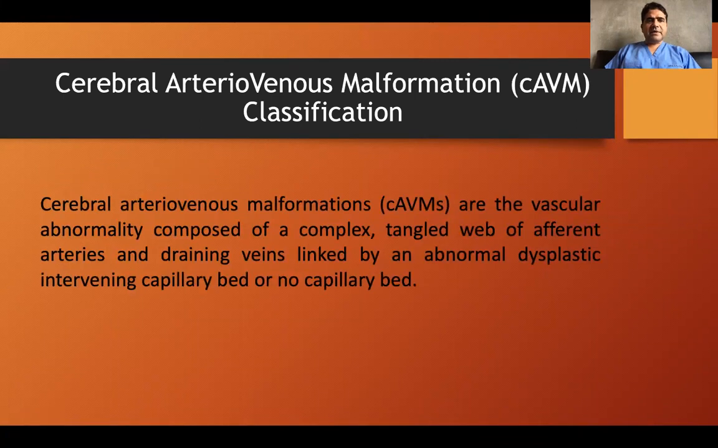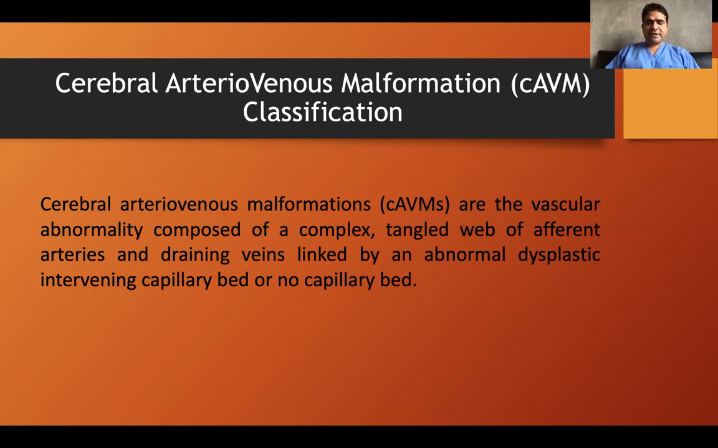So cerebral AVMs are vascular abnormalities composed of a complex, tangled web of arteries and draining veins linked by an abnormal dysplastic intervening capillary bed or no capillary bed. Cerebral AVMs are rare, found in almost 0.1% of the population, which is almost 1/10 of the incidence of aneurysms.